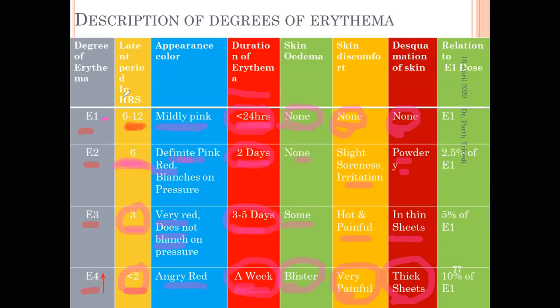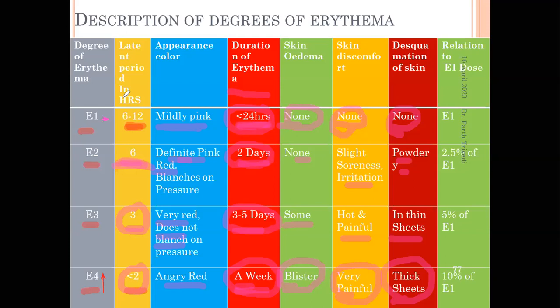So this means even if you are giving E1 dosage, the reaction will come in 6 to 12 hours. If you are giving E2, the reaction will come in 6 hours. If you are giving E3, the reaction will come in 3 hours. And if you are giving E4, the reaction will come in the next 2 hours, erythemal reactions. Okay, so based on erythemal reactions, which is known as latent period, the duration will be inversely proportional.